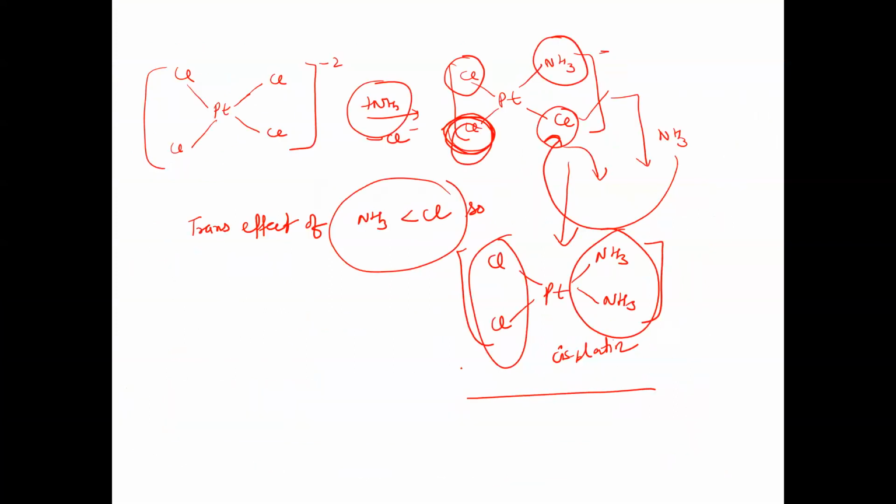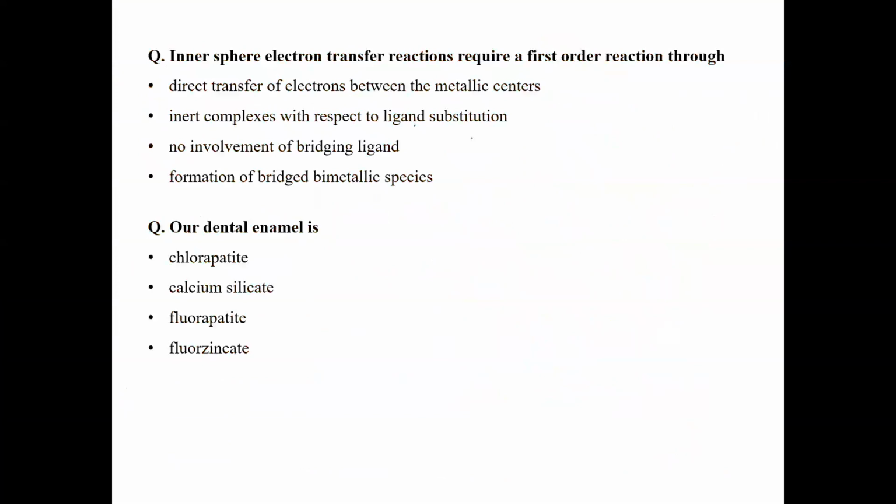Right. So the next two questions for this session. The inner sphere electron transfer reaction requires a first order reaction through direct transfer of electrons with the metallic centers, inert complex with respect to ligand substitution, no involvement of bridging ligand, and formation of bridged bimetallic species. So the inner sphere reaction proceeds through the formation of the bridged complex.